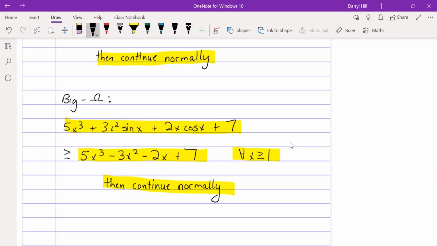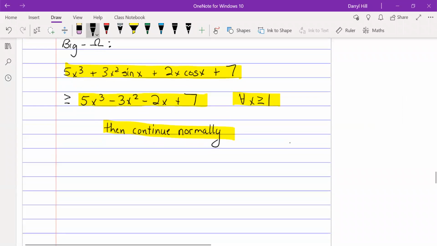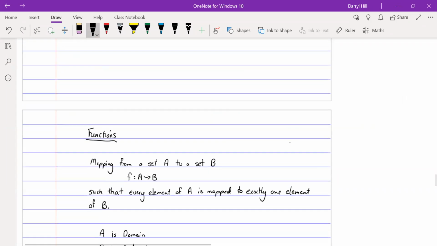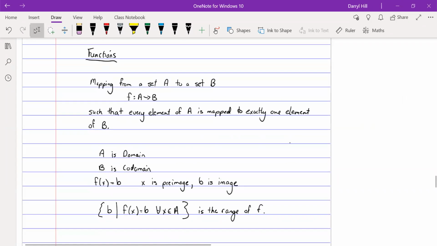All right, so we're almost through with the review, and then we'll move on to the practice exam. So functions, we've already talked a little bit about functions. Functions are a mapping from a set A to a set B, and we write them like this. And they're mapping such that every element of A is mapped to exactly one element of B. And so that's the definition of a function.